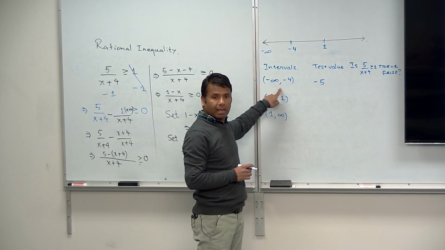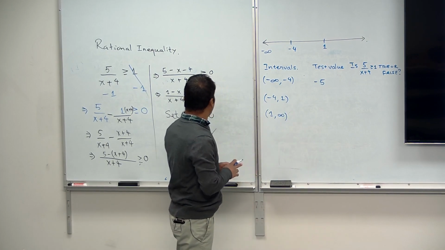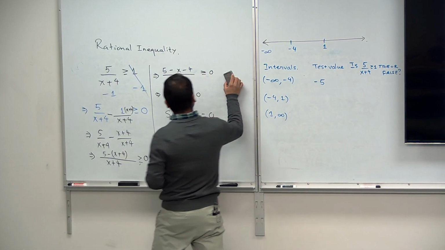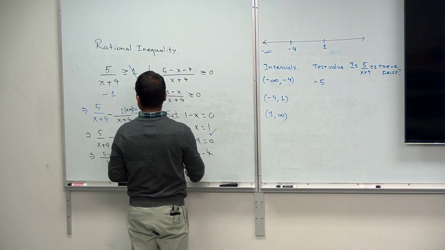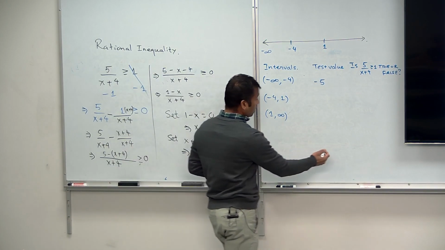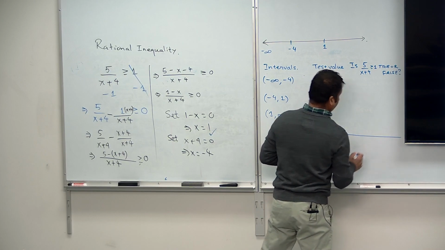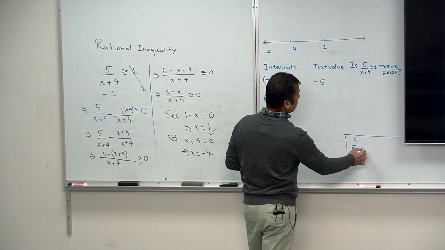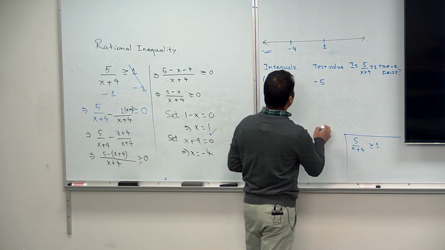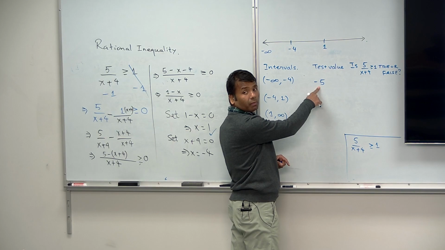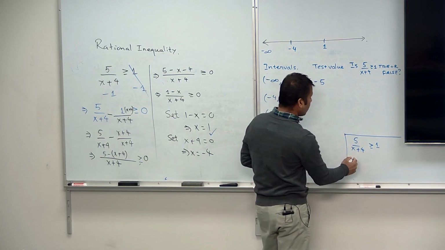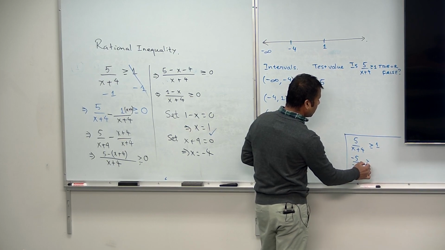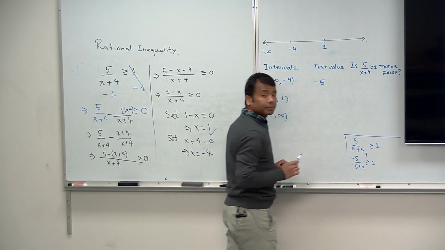Negative 5 lies on this interval, right? So now you plug in negative 5 in this inequality. So let me work over here. This is my inequality: 5 over x plus 4 is greater or equal to 1. I want to test for the value of x equal to negative 5. I want to plug in negative 5 here. So 5 over negative 5 plus 1 is greater or equal to 1, question mark.